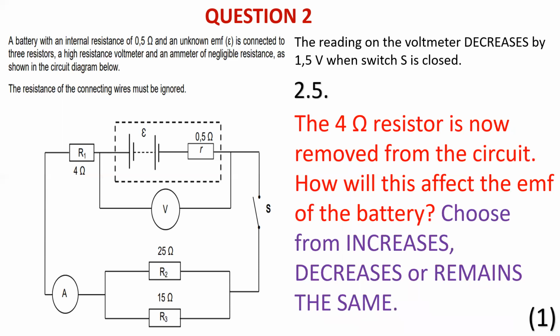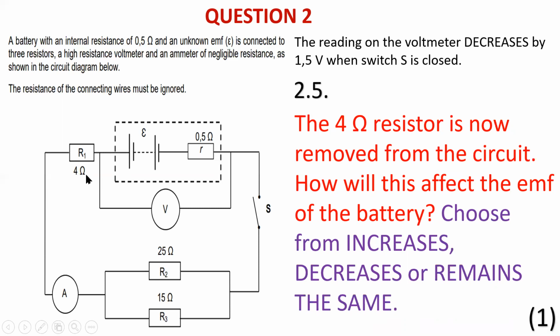So this is our last question for today. They said the 4 ohm resistor is now removed from the circuit. Yes, they like this kind of question. So they remove it from the circuit. How will this affect the EMF of the battery? Choose from increase, decrease, and remain the same.